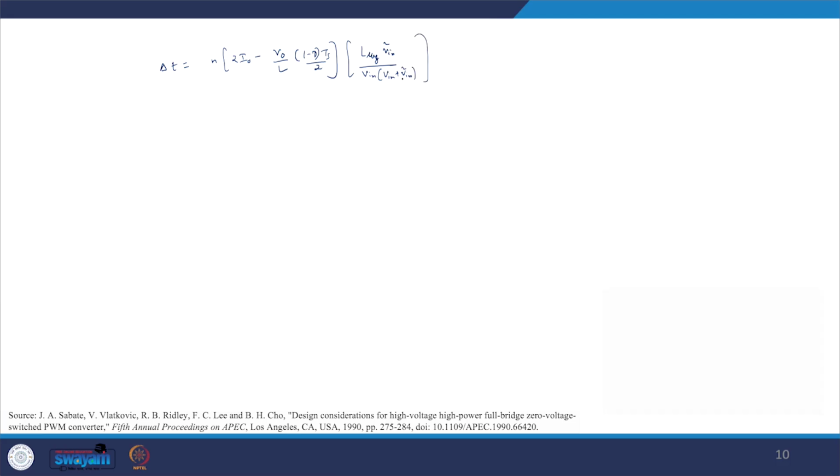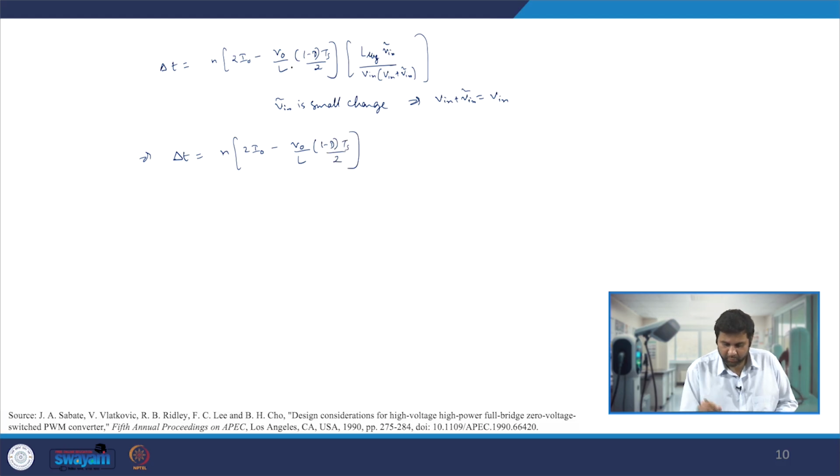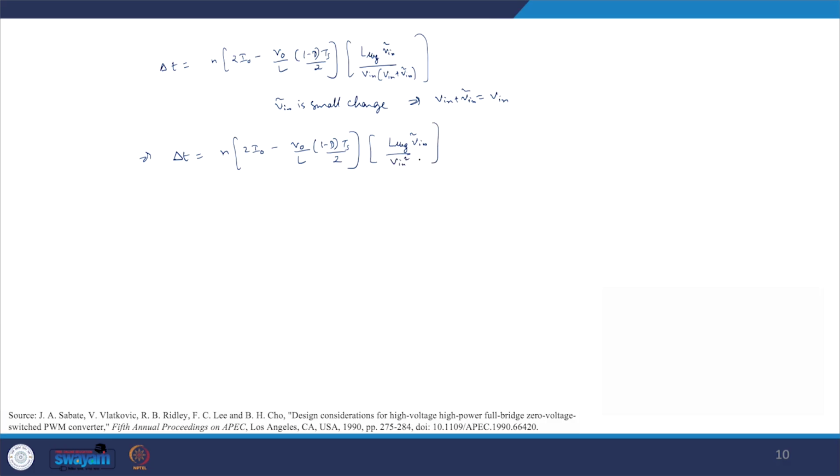Now if we look very carefully in this particular expression, we can also say that since our V in tilde is a small change, that means we can say V in plus V in tilde is actually nothing but equal to V in. That's when we can just say delta T to be equal to n 2 I naught minus V naught by L 1 minus d Ts by 2. This L is the output inductance value. This is L leakage V in tilde divided by V in square. And this particular term, let's say we define as a 1.